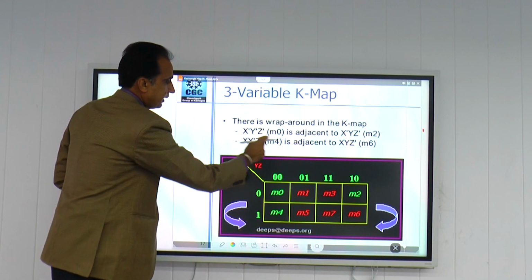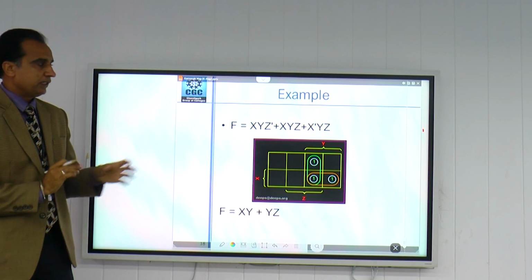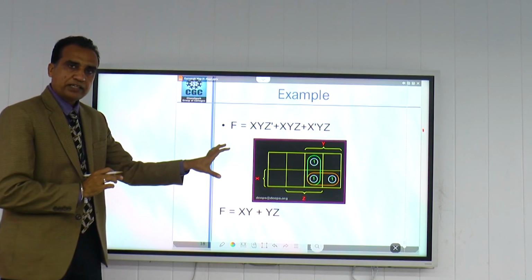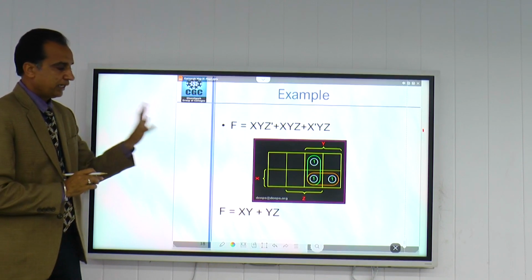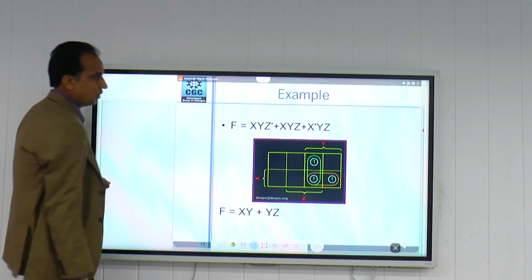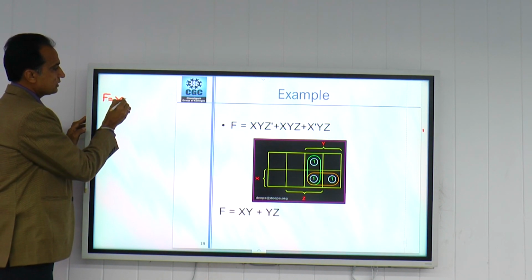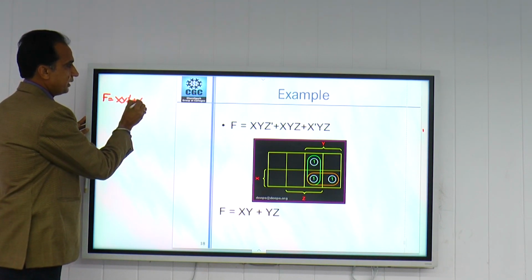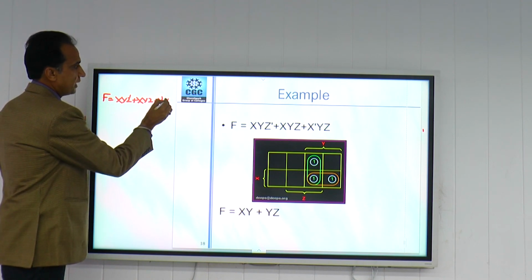I am going to jump directly to the example. Now this example is given to us. In this case, three variables are given to us. We have to fill the K-map according to the three variables. Then we have to solve this equation and simplify it. Now, which equation is given to us? F is equal to x y z complement, then x y z, x complement y z.